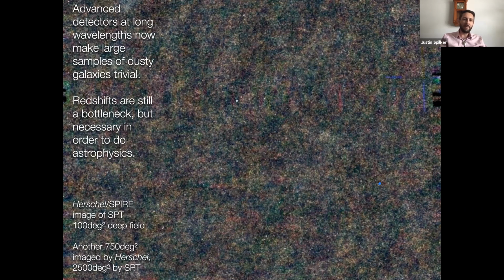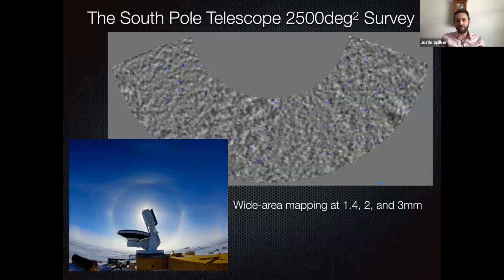The sample that I've been working with for many years now is from the South Pole Telescope. It did wide-scale mapping, primarily looking for CMB anisotropies, at 1.4, 2, and 3 millimeters. But fortunately for me, there are galaxies between us and the CMB, and SPT in the survey is able to detect those galaxies and assemble them into a catalog.